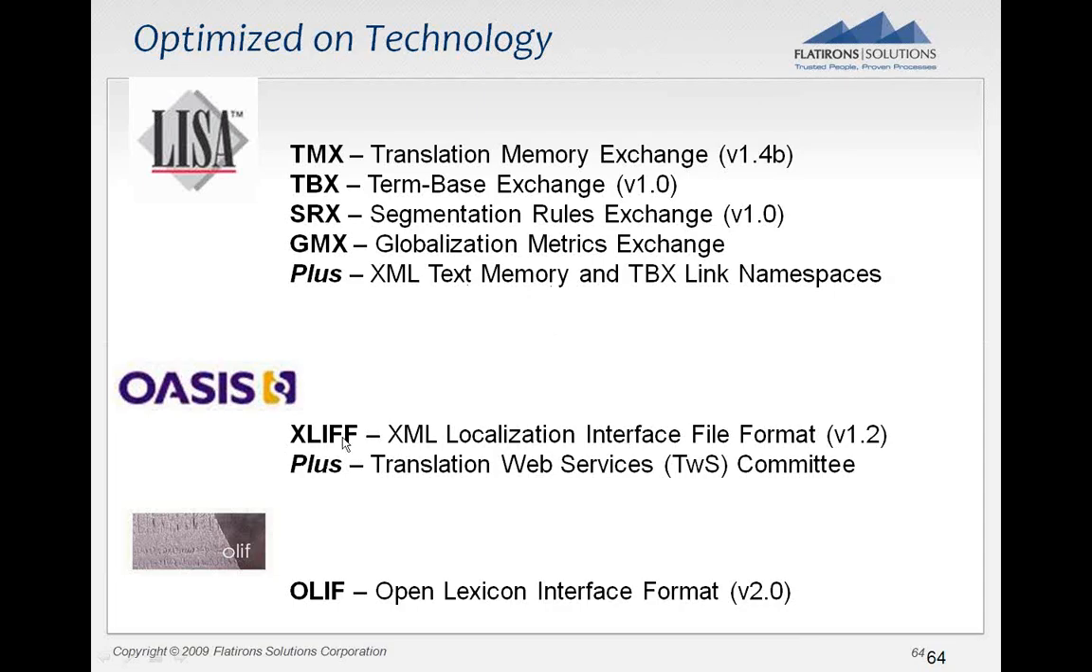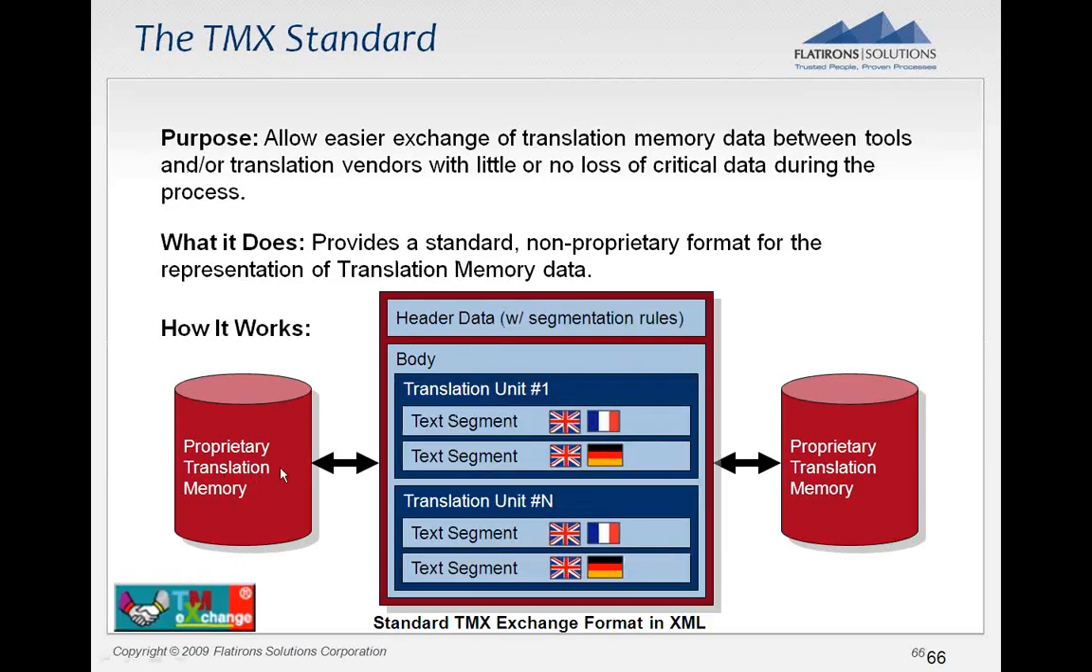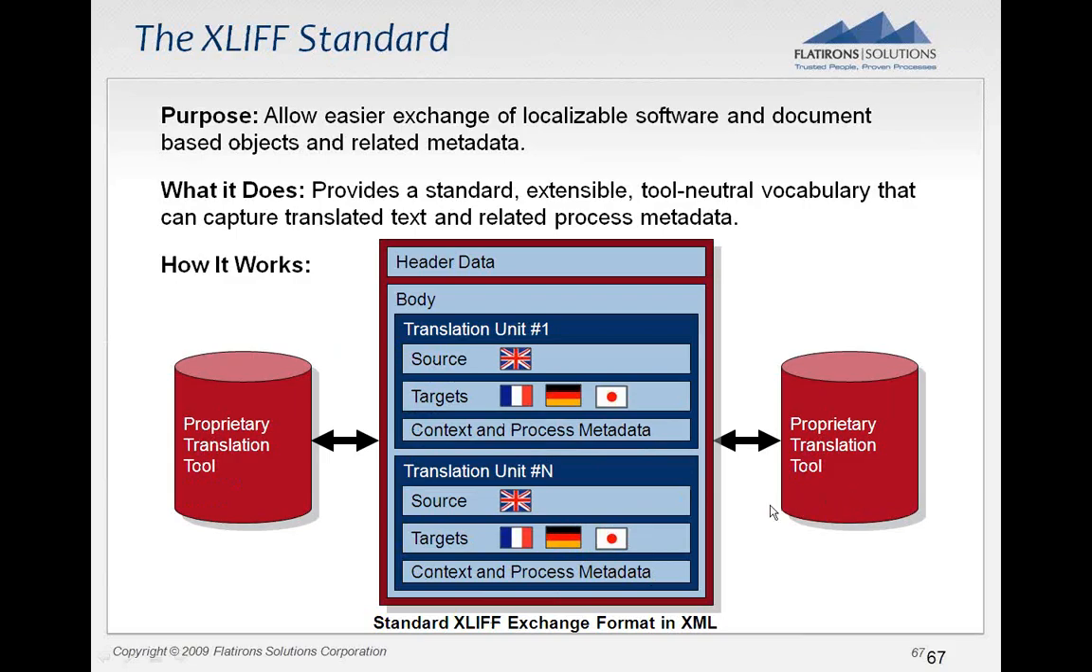Oasis manages the XLIFF, which is an XML format for exchanging files from source to translation vendors. And then there's the Open Lexicon Interface Format. This is just a little bit about the TBX standard, showing how proprietary term bases can be exported into this exchange format so that you can have kind of a synthesis of terminology and matchup. Similar concept, but with the translation memory, where it's stored in proprietary formats and is moved back in, as well as this is the XLIFF, where you can have translation tools that are proprietary, but everything is wrappered. It has a wrapper or dialogue, prologue, metadata, if you will, that identifies source, targets, and context in processing.